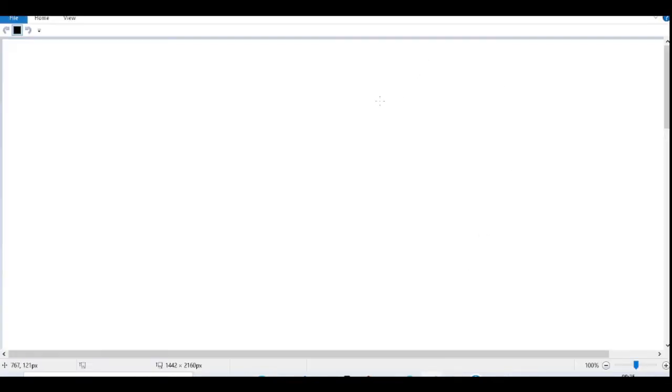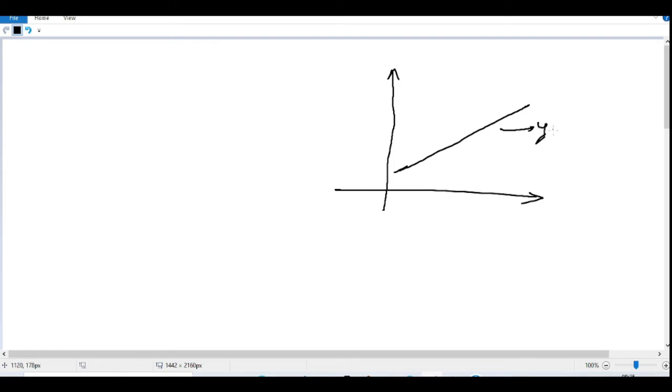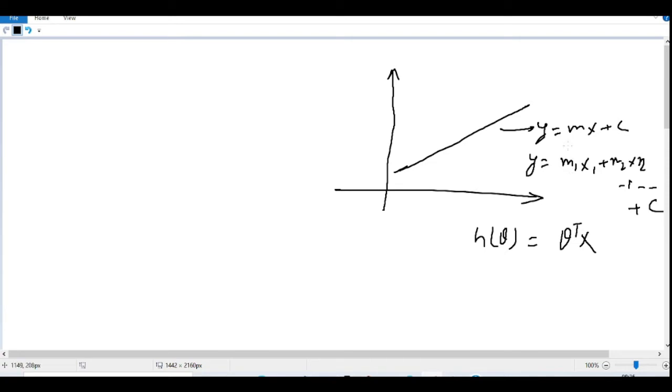So if you remember, in linear regression, the equation of a straight line can be written as y is equal to mx plus c. This is the hypothesis. Basically the hypothesis which we consider for linear regression is theta transpose x. Why theta transpose x? Because if it has multiple features, it becomes m1 x1 plus m2 x2 and so on plus c. If you replace m1 with theta 1 and m2 with theta 2, this complete thing can be written as theta transpose x, where x is a matrix of all the features, 1, 2, 3, whatever features we have.